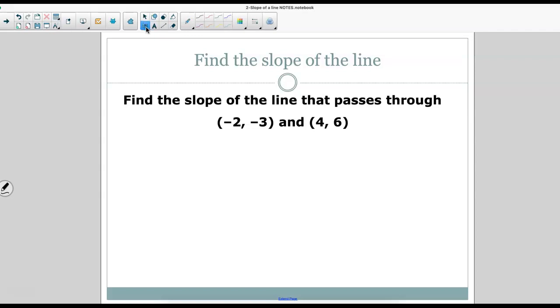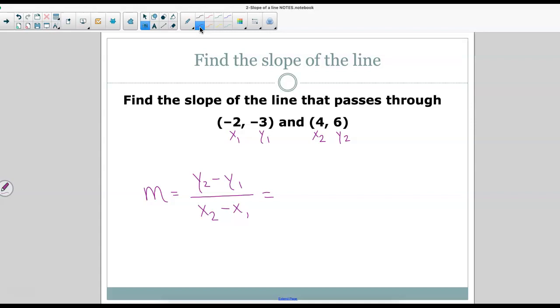Hang on, if I label this x1, y1, and x2, y2, I have the first point and the second point. That's all the 1 and the 2 mean. It's the first point and the second point. To find the slope, m equals y2 minus y1 over x2 minus x1. Okay, we're going to substitute the numbers in.